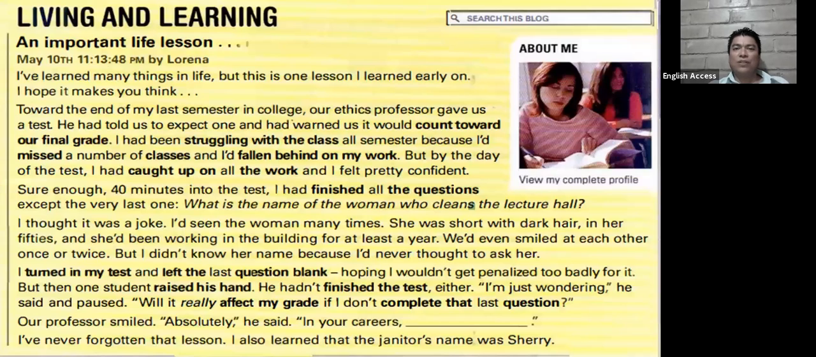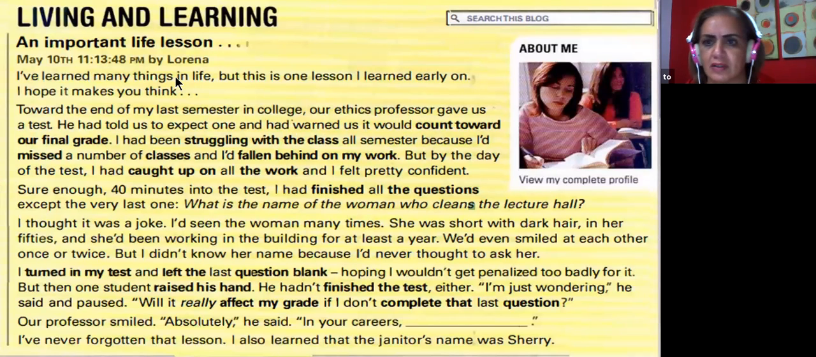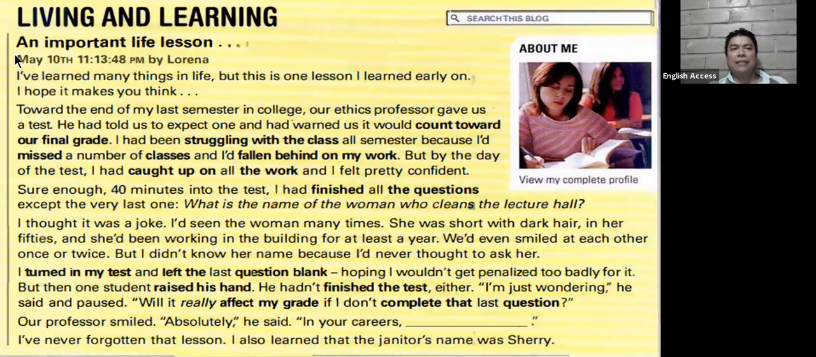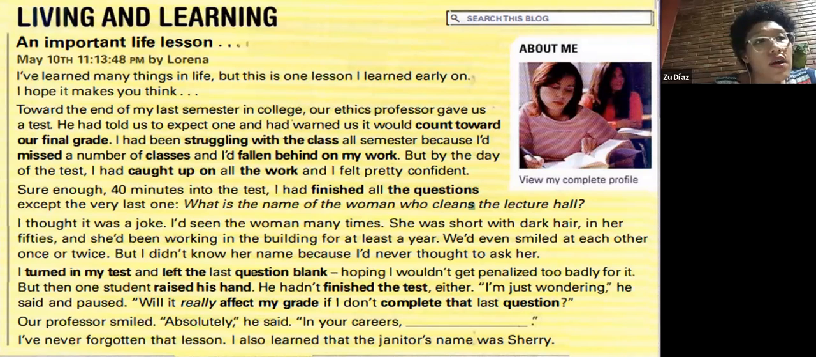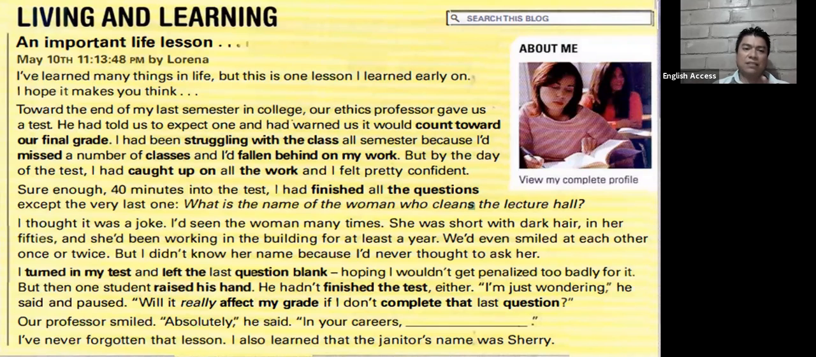Very good. Now we're going to read this blog. Learning about others. This is a blog, and the title is Living and Learning, an Important Life Lesson. Who do you think wrote this blog? Lorena, yes. What can you tell me about Lorena? She's a student, very nice. And only by looking at her, you see that she's a student, right? And she's writing a blog about an important life lesson. Go ahead and read the blog and tell me, what life lesson did she learn?